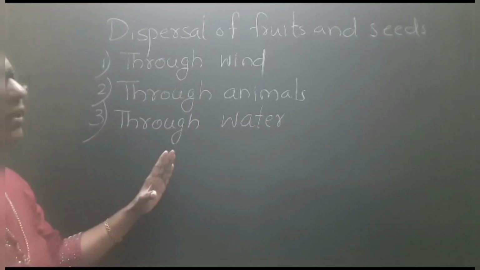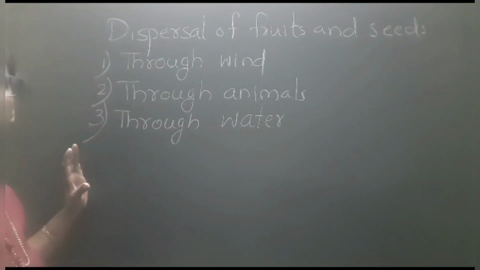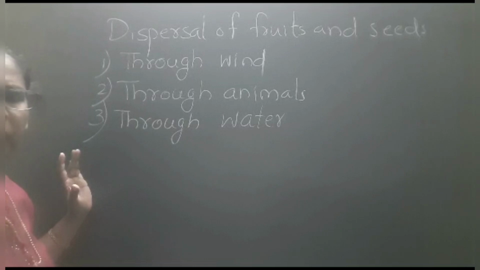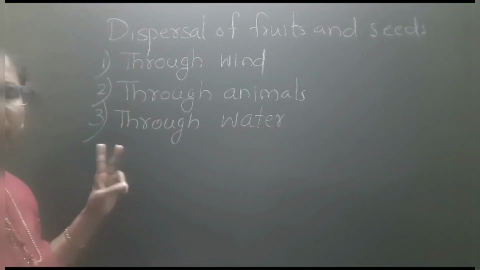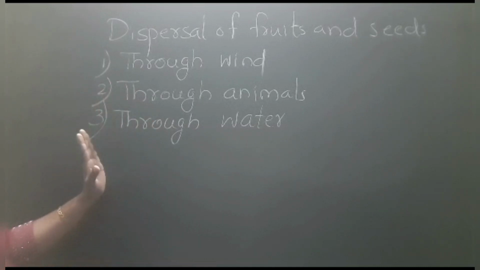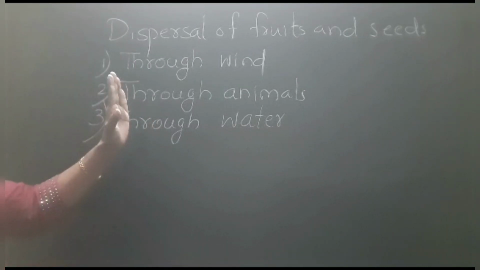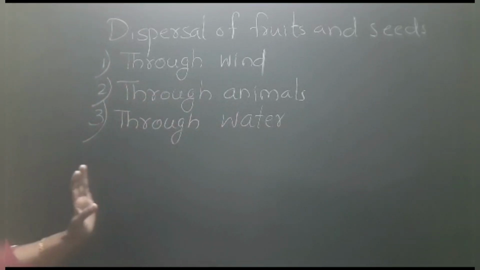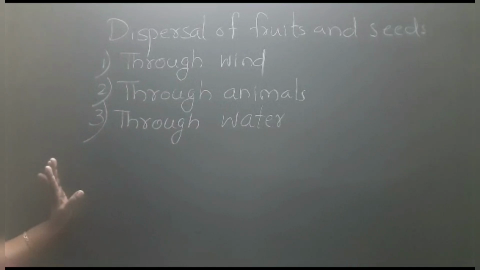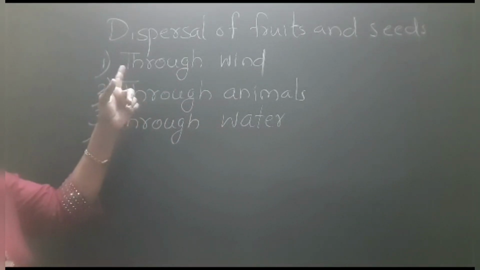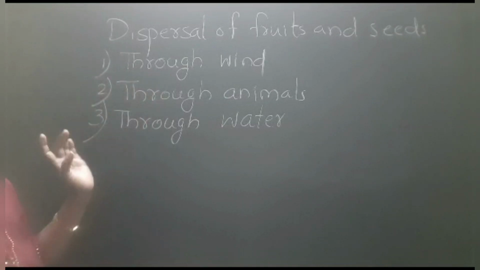I already said fruits disperse when they are ripened, when they are ready. A fruit gets detached from the tree in two ways, by natural or artificial means. Now we are going to talk about seeds. Seeds disperse through wind, through animals and through water. Now, how? First, through wind.